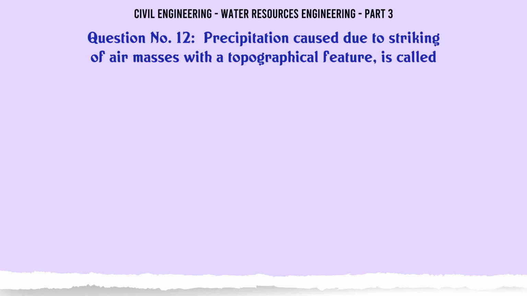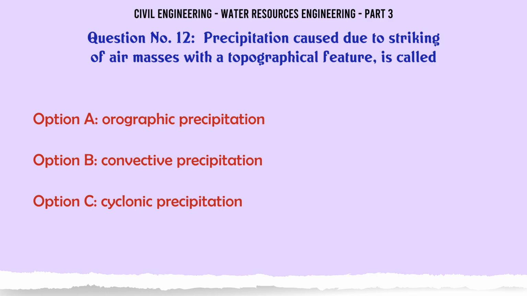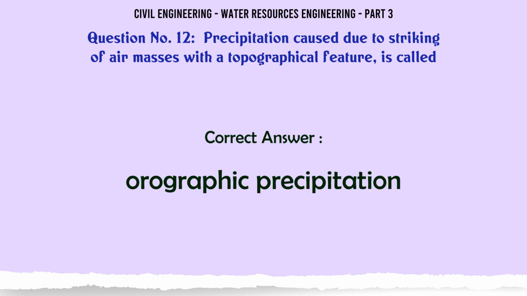Precipitation caused due to striking of air masses with a topographical feature is called: A. Orographic precipitation. B. Convective precipitation. C. Cyclonic precipitation. D. None of these. The correct answer is orographic precipitation.